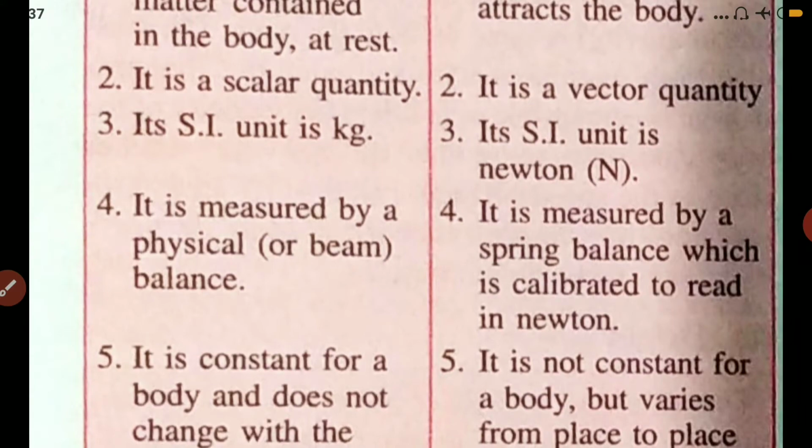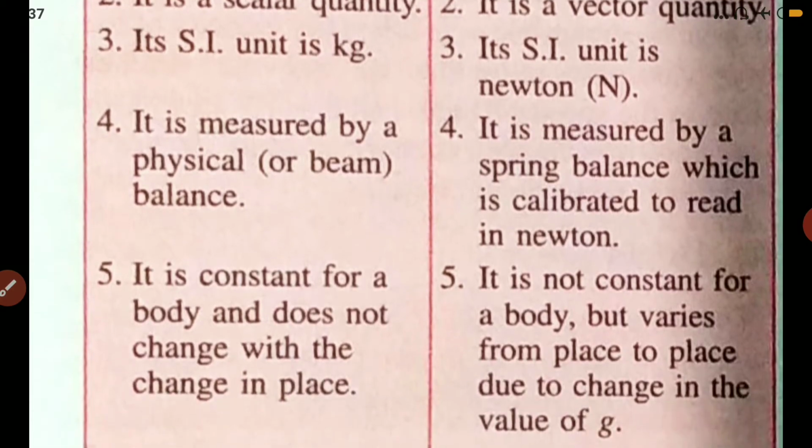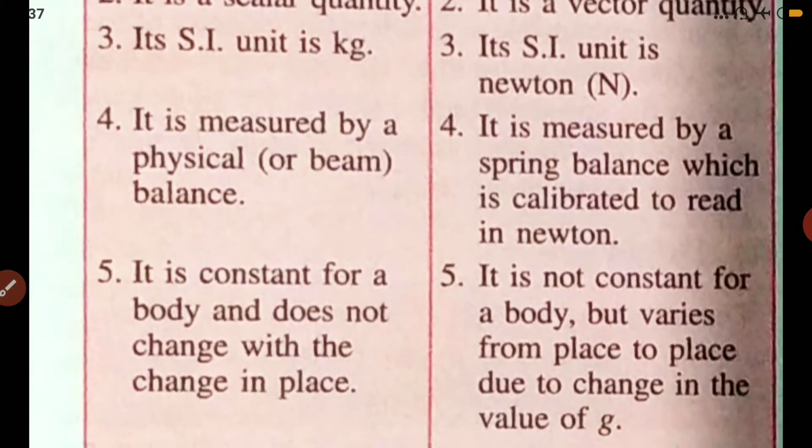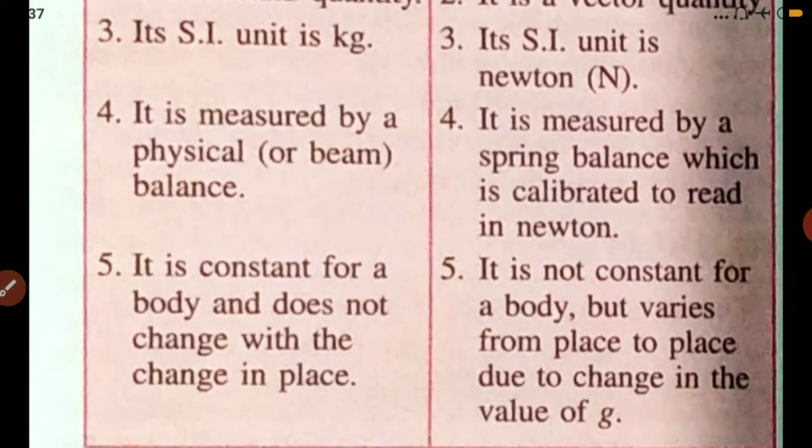Number 3, its SI unit is kilogram; its SI unit is Newton. Number 4, it is measured by physical or beam balance; it is measured by spring balance, which is calibrated to read in Newton. Number 5, it is constant for a body and does not change with place; it is not constant for a body but varies from place to place because the value of acceleration due to gravity changes from place to place. This was also discussed while studying simple pendulum in the first chapter.